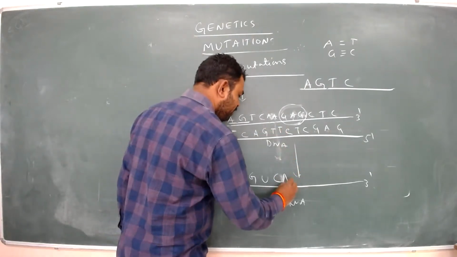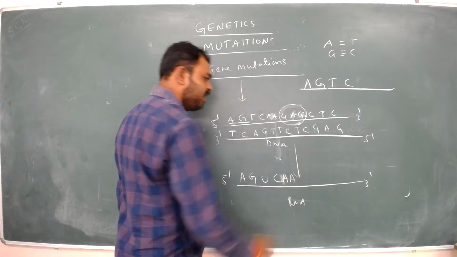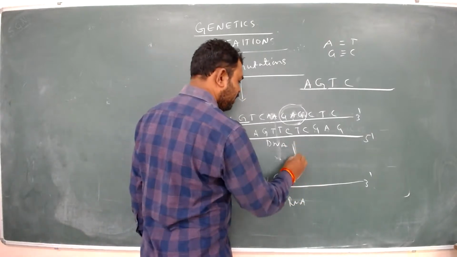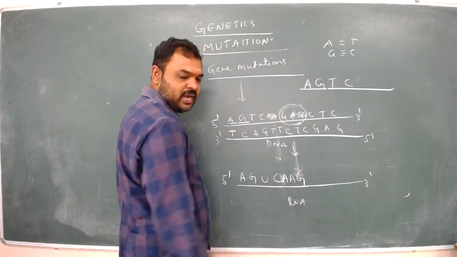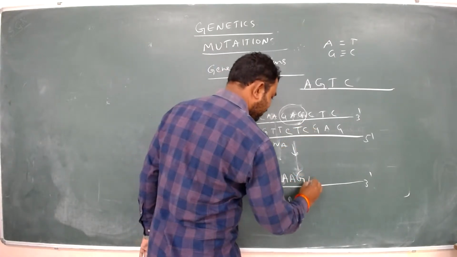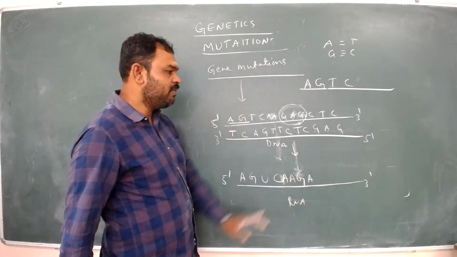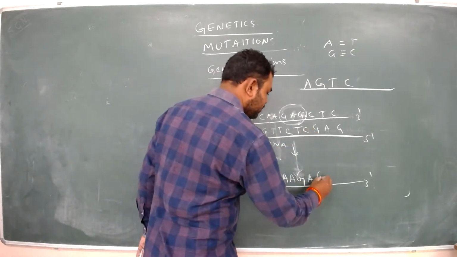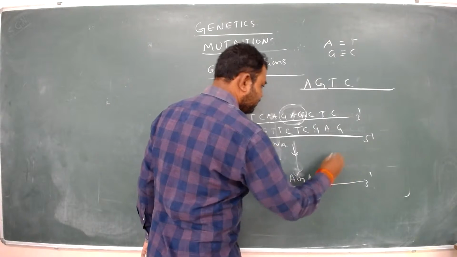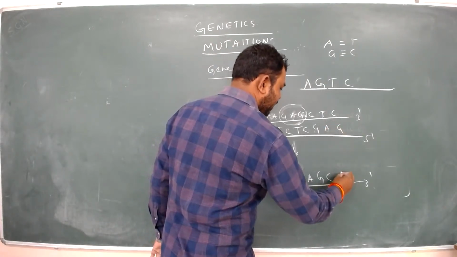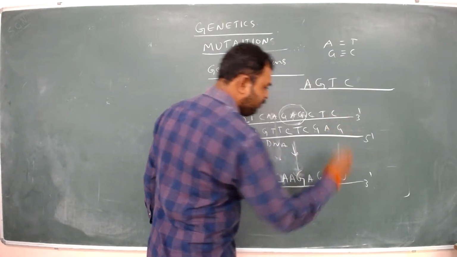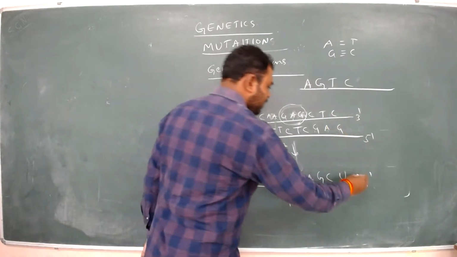And T means what will come? A. Next C means what will come here? G will be there. C means G. And T means A will be there. T means what will come? A. And C means G. G means C. A means here T, but in RNA, T means U will come. Wherever G is there, C will be there.